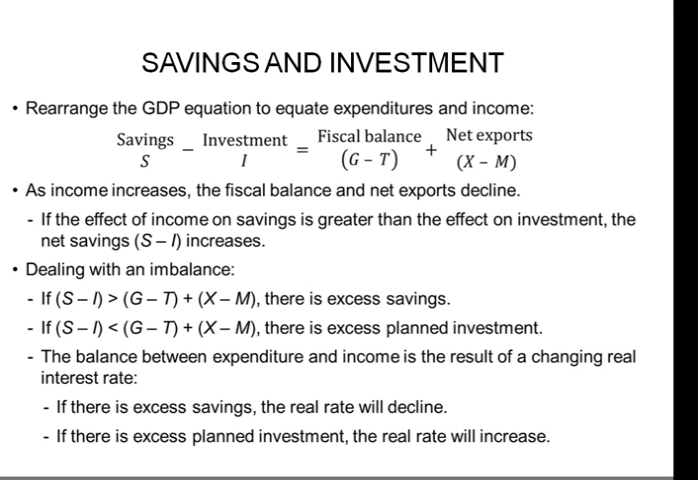If S minus I is less than G minus T plus X minus M, there is excess planned investment, but there is less saving. The balance between expenditures and income is a result of changing real interest rates. So the variable which equalizes these both is the real interest rate. If there is excess saving, the real interest rate will decline. People will consume more and save less. And if there is excess planned investment, the real rate will increase. So people are going to save more and there will be more money available for investments.